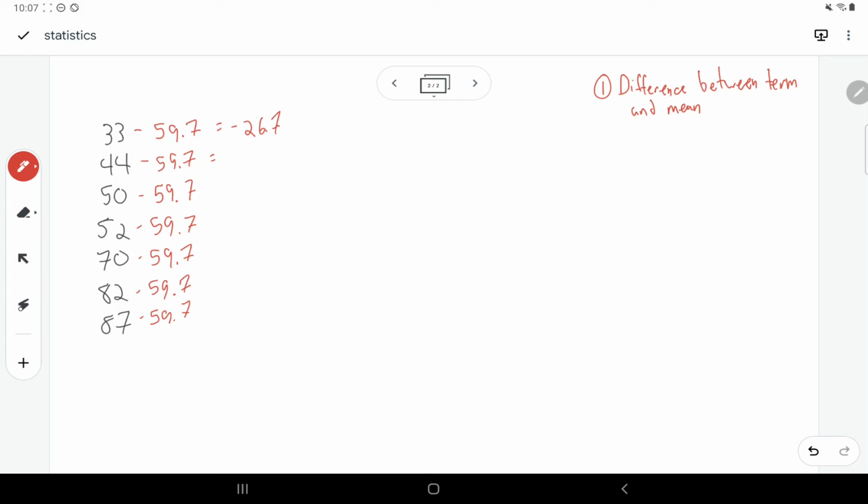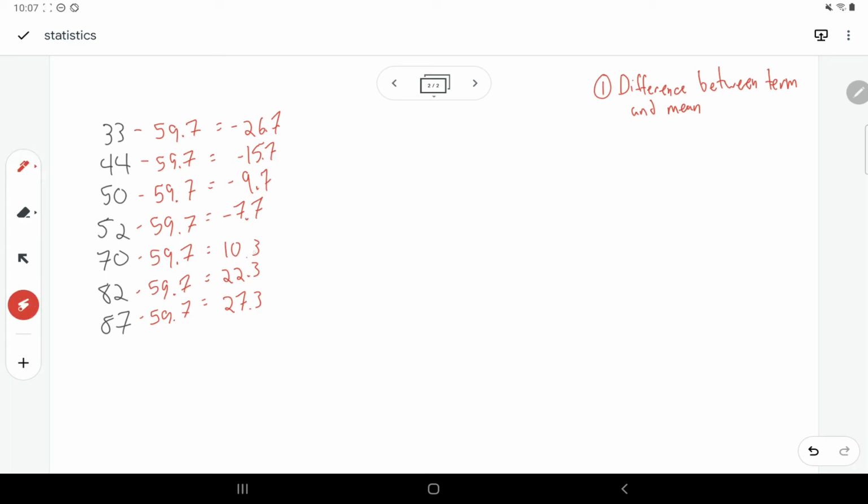And the next one we get a similar thing, 44 minus 59.7. We get negative 15.7. These can be positive or negative, as you'll see as I go through all these. So I'm going to do the rest off screen, and we'll come back in just a moment. Okay, so there's all of our differences.